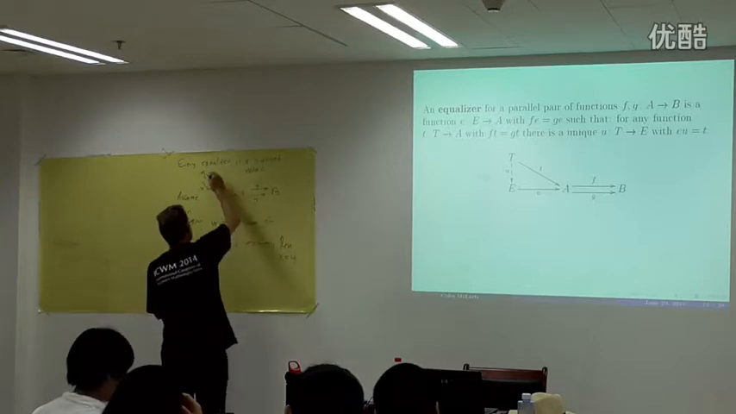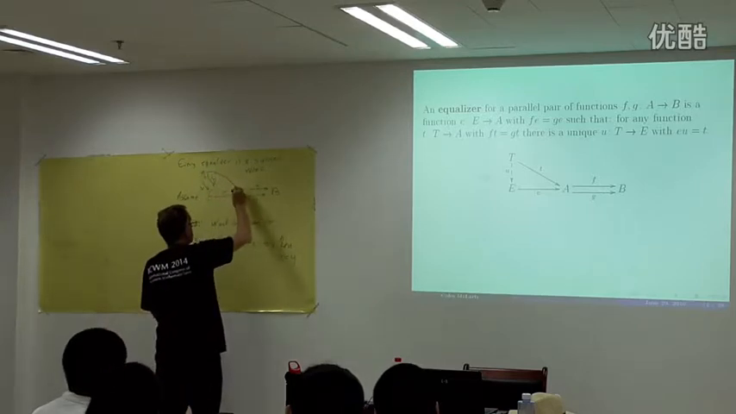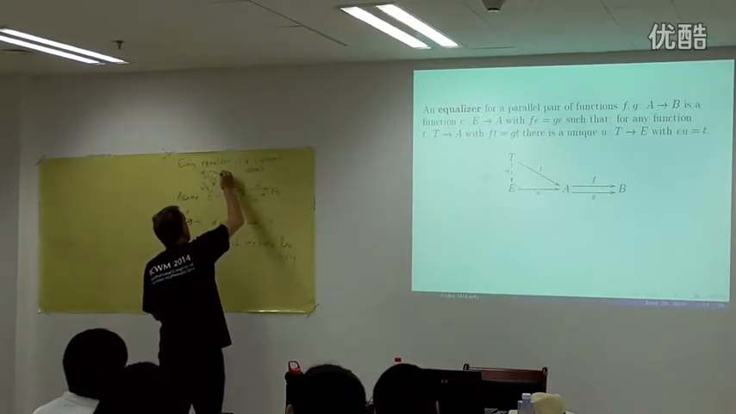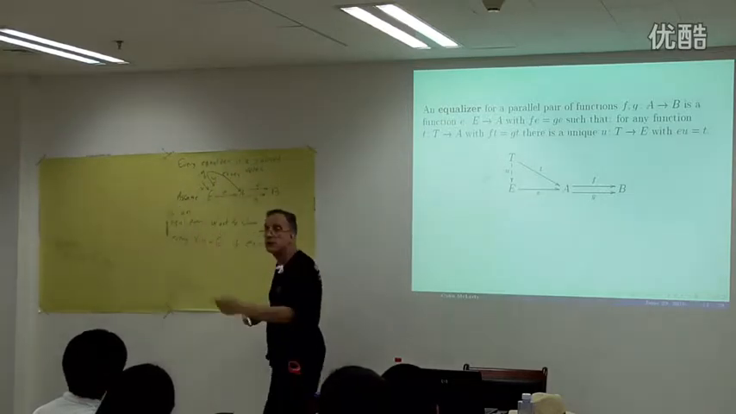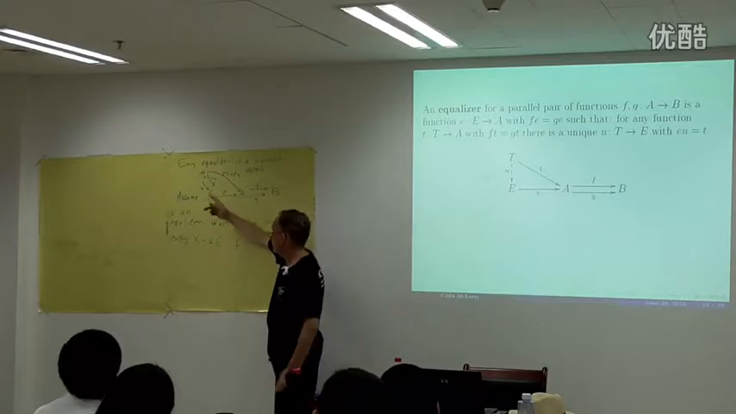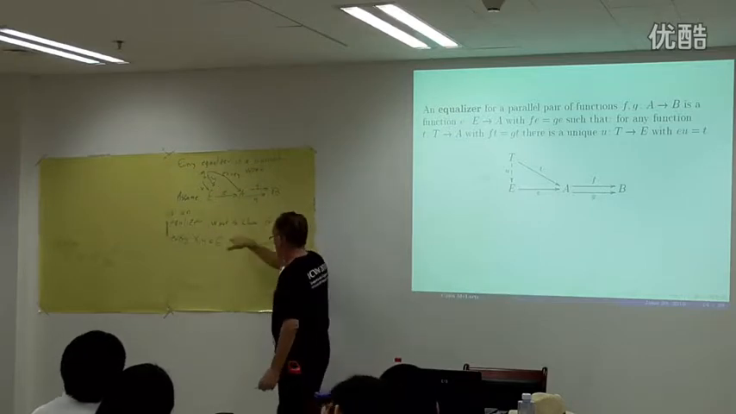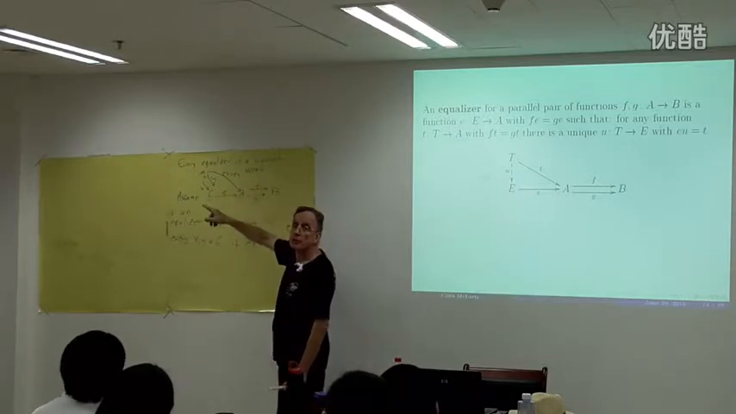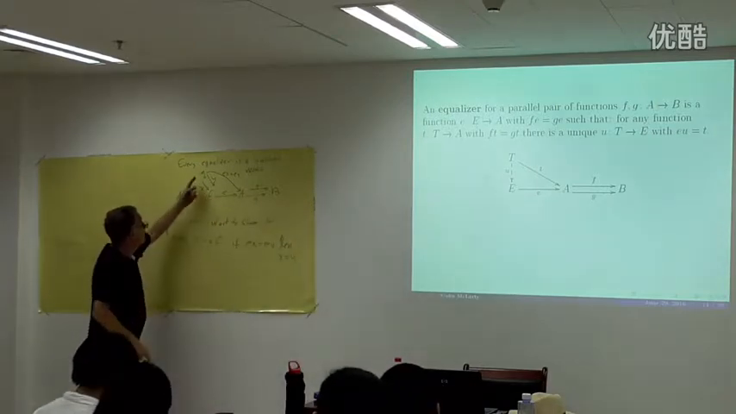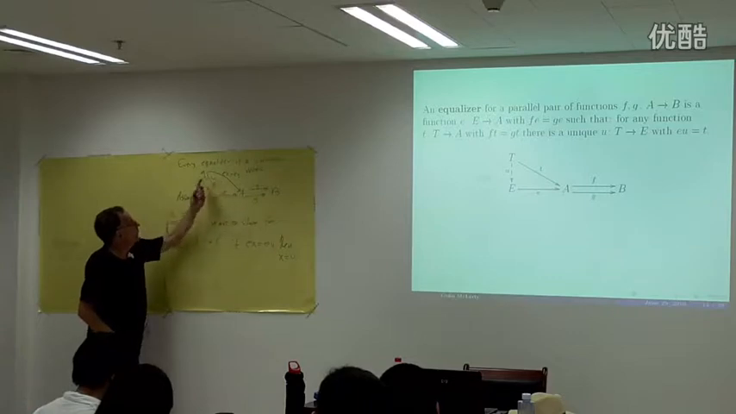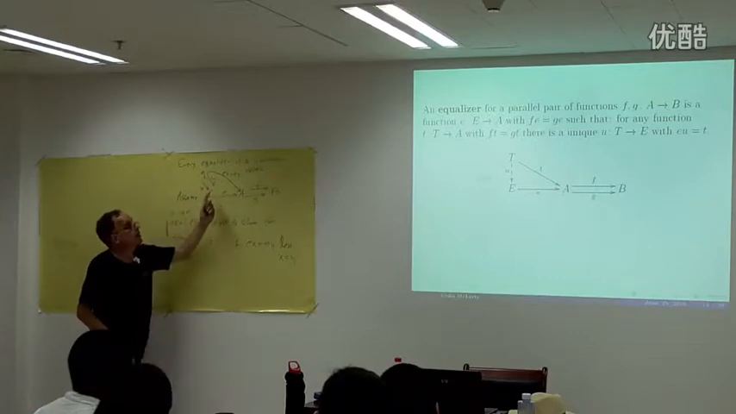To say they have the same composite means there's the same arrow here. EX is the same as EY. Certainly I can compose both X and Y with E, but my assumption is they have the same composite. So now I've got some arrow here that factors through X and also Y.